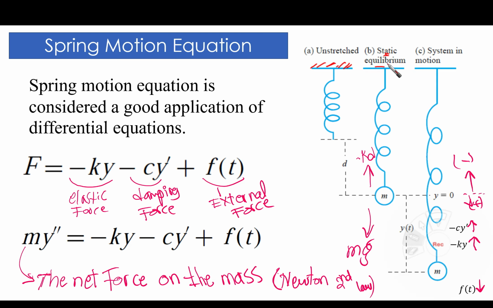Why is it static equilibrium? Because this mass exerts a force downward in the direction of gravity. We call this mg, which is the gravitational acceleration times the mass of this object. At the same time, there is a resisting force developed in this spring system. This force is k, the spring stiffness factor, times d, the distance that this object has already moved down.